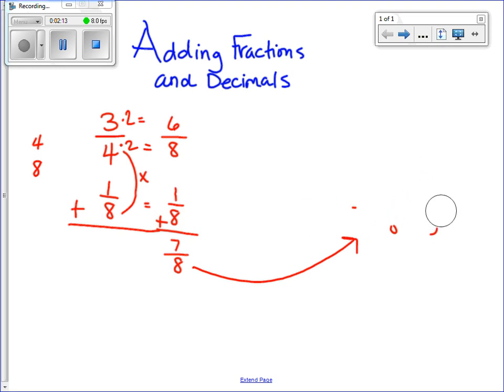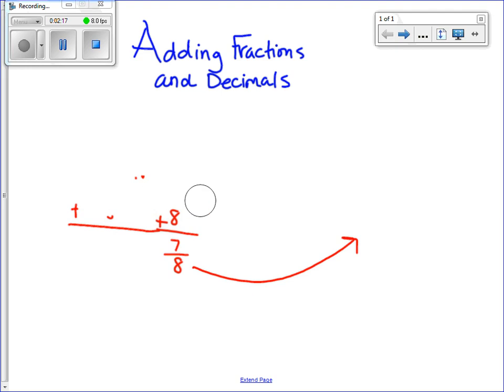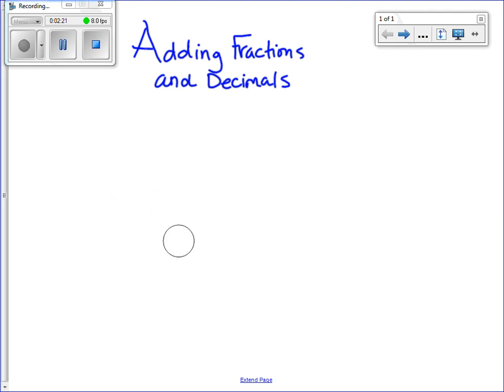Okay, let's look at another one. You can try this first and then check it with me. Let's try 3/8, and we'll add 4/5 to that.